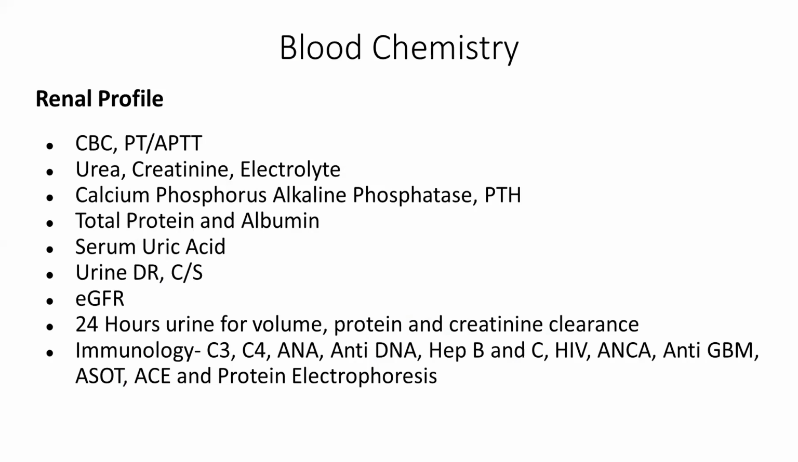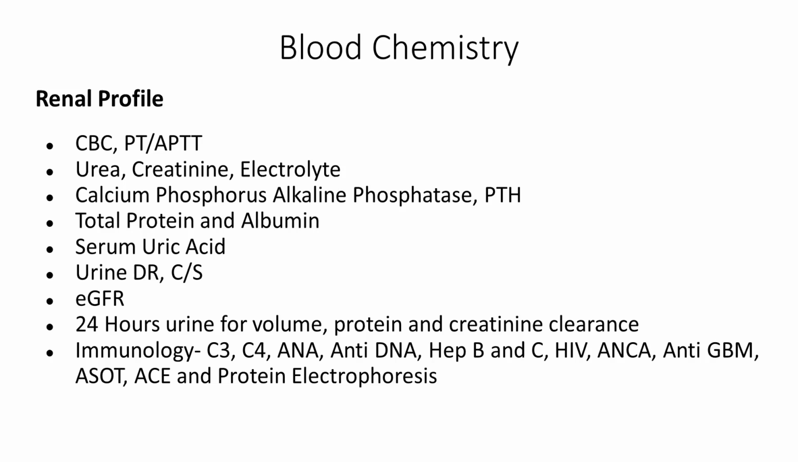So in patients with chronic kidney disease, calcium is usually low. Total protein and albumin are used for quantification of the degree of proteinuria. Serum uric acid is usually high in patients with kidney diseases, in patients with gout, in patients with hyperuricemia. Urine DR and culture are both done in patients suspected to have urinary tract infection. eGFR we have already discussed, and 24-hour creatinine clearance or actual GFR we have already discussed.